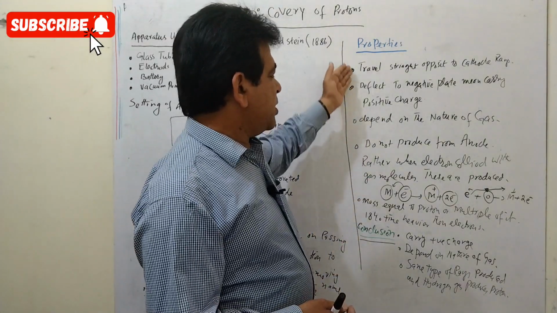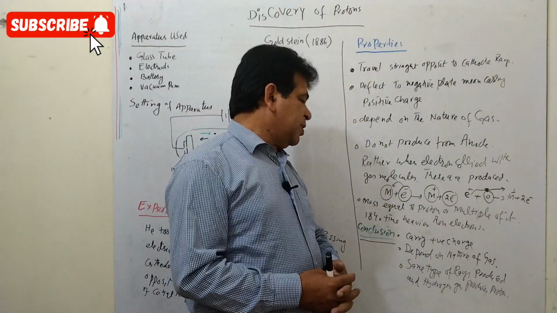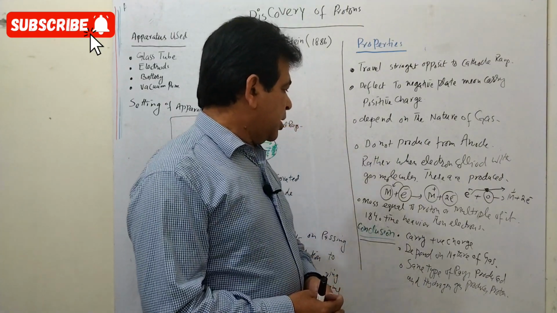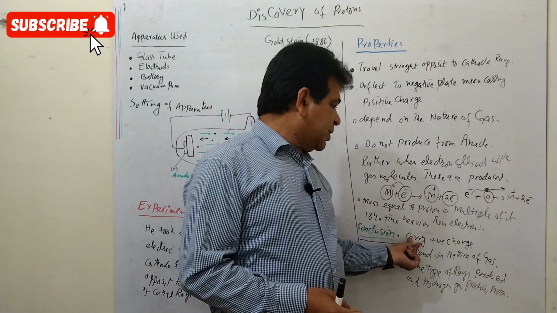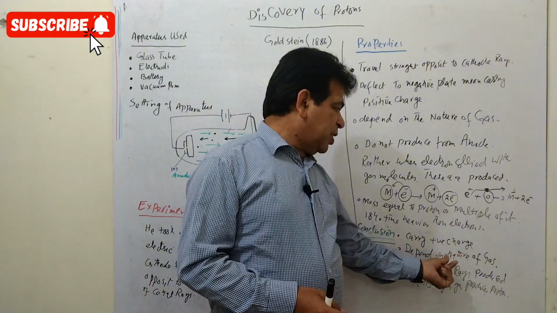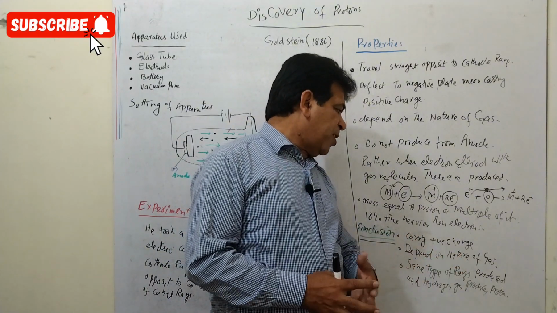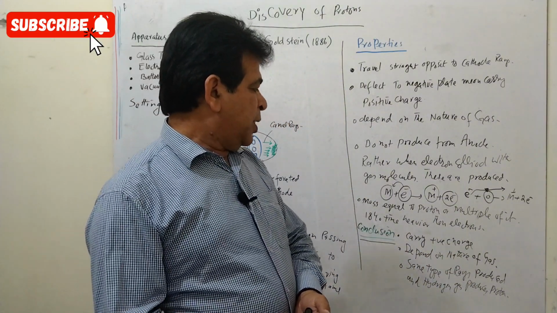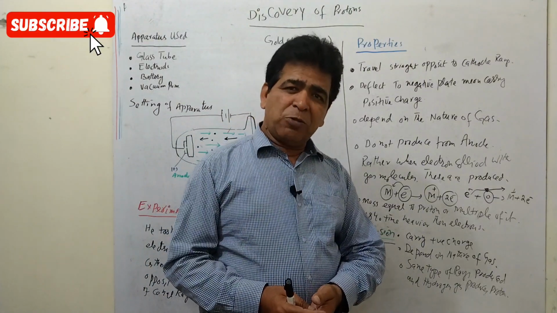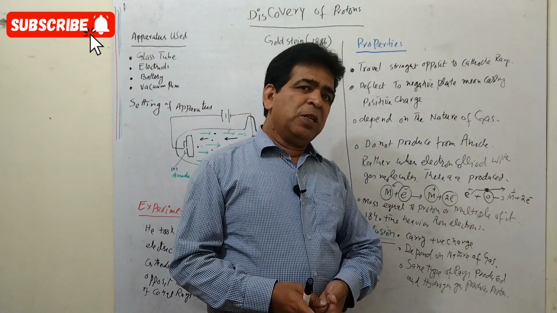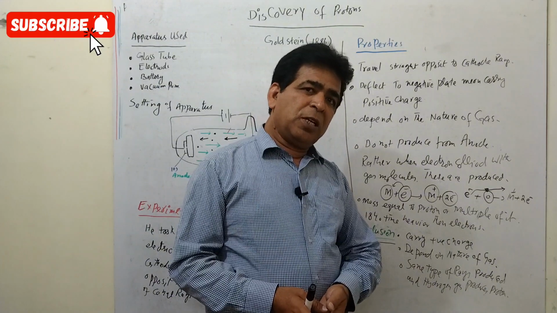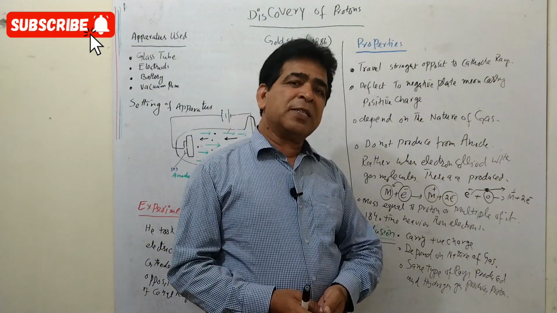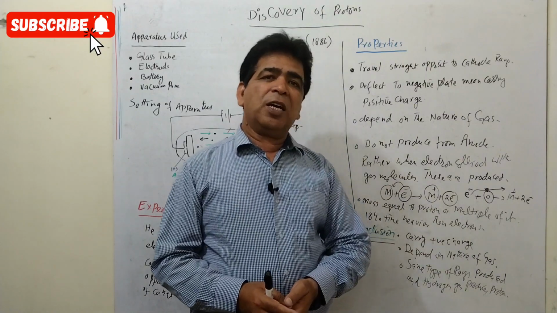These were the properties which were studied, and after studying these properties, what was the conclusion drawn? The conclusion was that these rays carry a positive charge and depend on the nature of the gas. If we use hydrogen inside the discharge tube, then the rays produced will have a mass equal to that of a proton, because hydrogen gas contains only one proton.